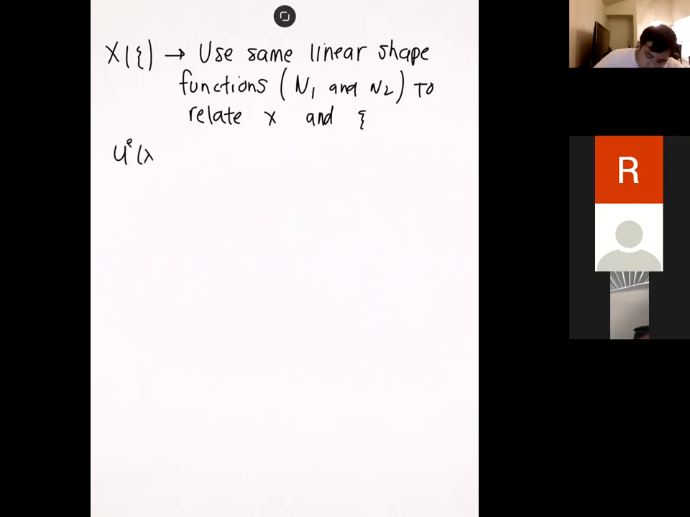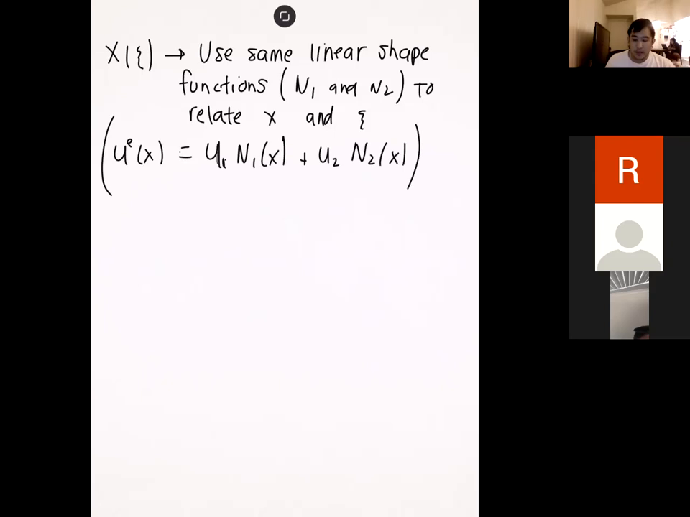Because remember what we used n1 and n2 for. This is a flashback, so I'm going to put this in parentheses here. The first thing we used n1 and n2 for is to interpolate our nodal solution values to any point within the element. We had u^e of x equal to u1 n1 of x plus u2 n2 of x. That allowed us to take our nodal solution values u1 and u2 and interpolate them anywhere else.